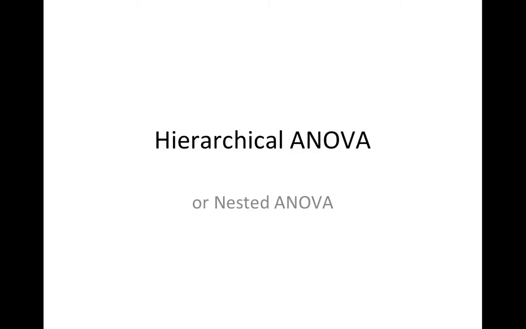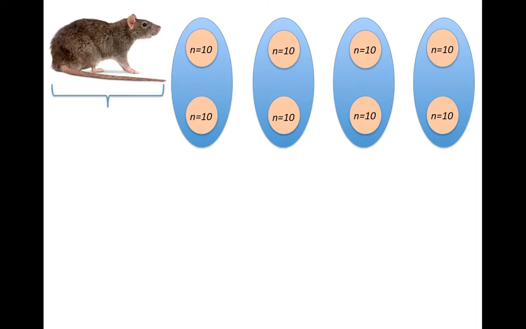Now I have come to hierarchical or nested ANOVA. And in this example, we're interested in the tail length of rats. A researcher has measured the tail length of rats on 8 different islands in 4 lakes. And with this as setup, he can ask several questions.